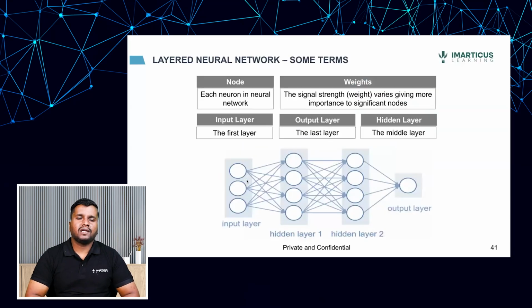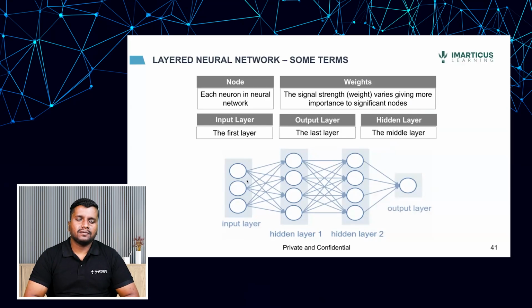So we have a layered neural network, in which there are certain terminologies that we need to understand. First is node. Each neuron in a neural network is called a node. Weights are the signal strengths or importances for that particular input value. It basically tells us how much importance, how much weightage, there is for that particular data.